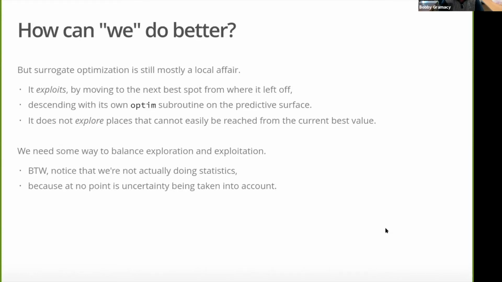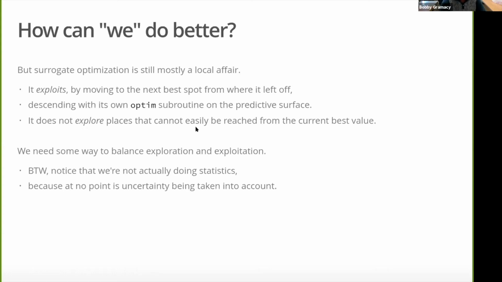How can we do better? What I just presented to you is the tip of the iceberg for using a surrogate to guide an optimization. There are many ways in which what we are doing is inefficient. It's a little bit greedy, so it exploits by moving to the next best spot from where it left off. So it's not using all of the potential it might have for having a global perspective. And it's doing that with its own Optim subroutine on the predictive surface. It does not explore places that cannot easily be reached from the current best value. But those are all minor things.